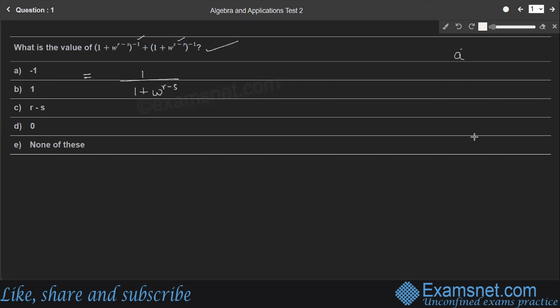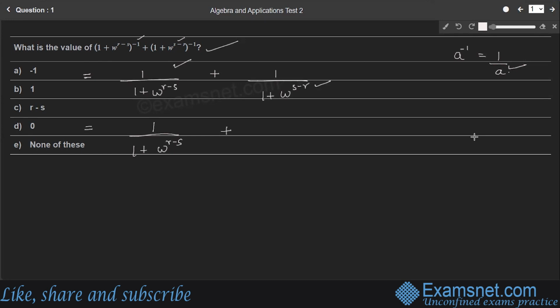Because a raised to minus 1 is 1 by a, right? Therefore, the first term can be written as 1 by 1 plus w raised to r minus s. Plus the second term can be written as 1 by 1 plus, so in place of a, we are writing w raised to s minus r. So let us leave the first term as it is, 1 by 1 plus w raised to r minus s, plus the second term, in which the denominator is 1 plus w raised to s minus r.